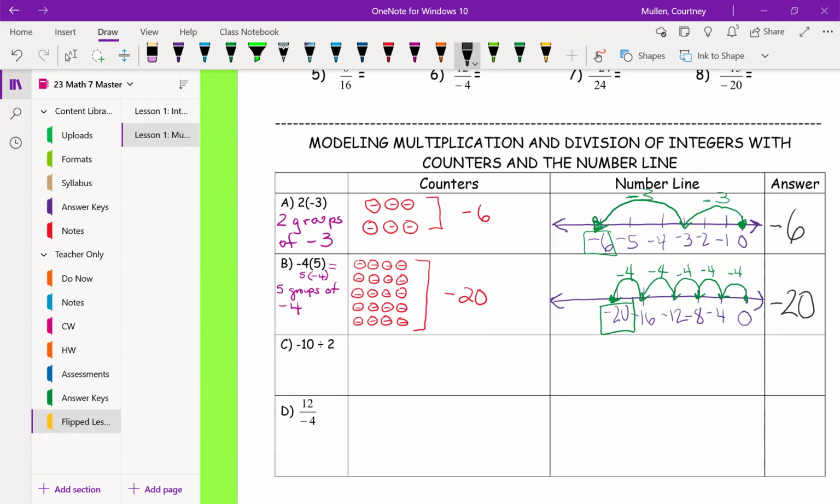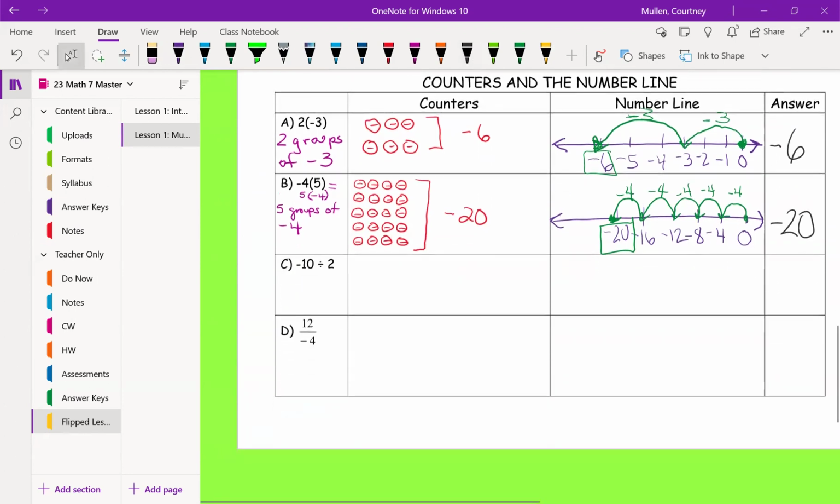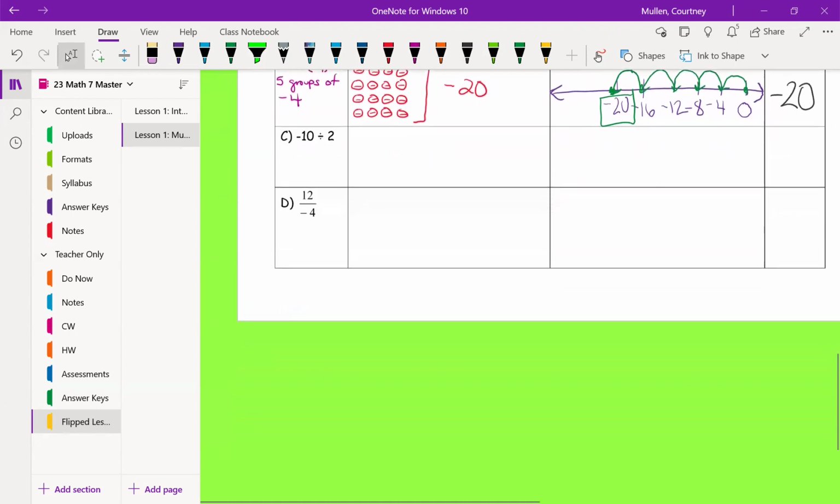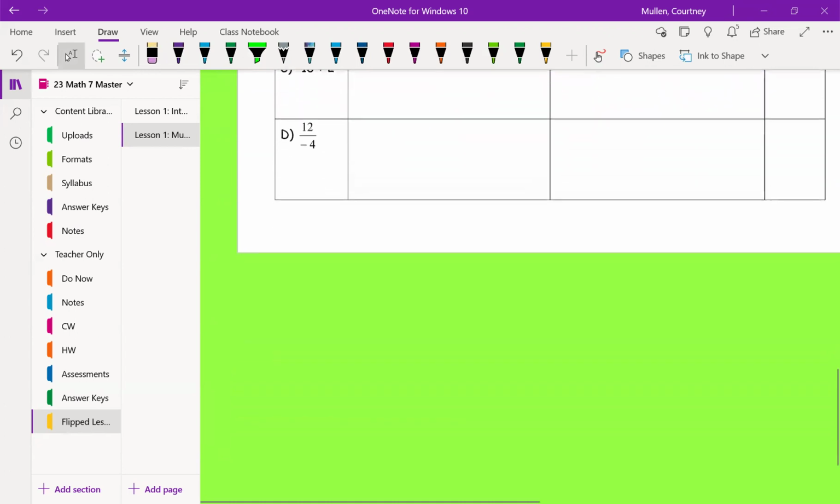Go to the very, very back page of Notes 1. You'll see a blank page. I'd like you to try these 2 problems as we talk through them. What if we had a negative times a positive times a negative? We're going to get back to that problem after we apply the rules.